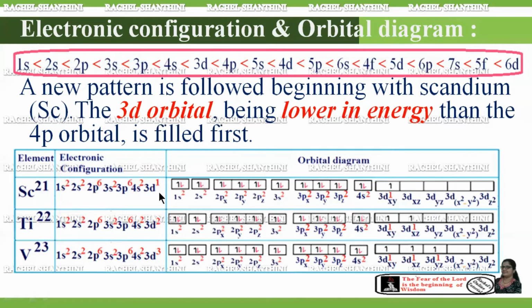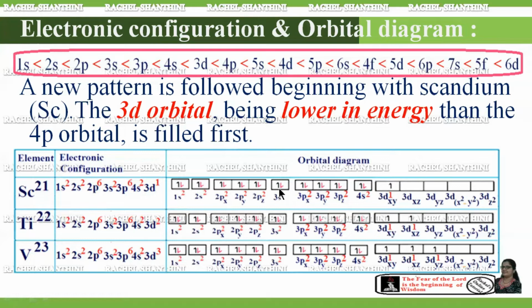Then for 3d orbitals, how many d orbitals do we have? 5, right? So we need to draw 5 consecutive boxes. So 2 electrons in 1s, 2 electrons in 2s. We have to represent the electrons by upward and downward arrow marks, which represent the opposite spins in each orbital, right? So 2 electrons in 1s, 2 electrons in 2s, and 2 electrons in 2px, 2 electrons in 2py, 2 electrons in 2pz, on the whole 6 electrons.